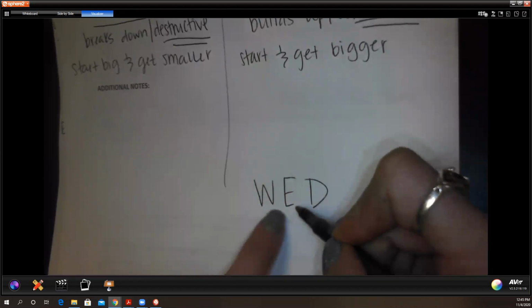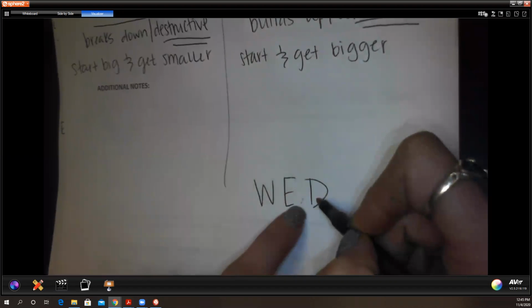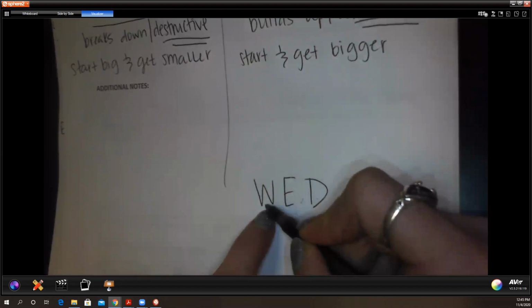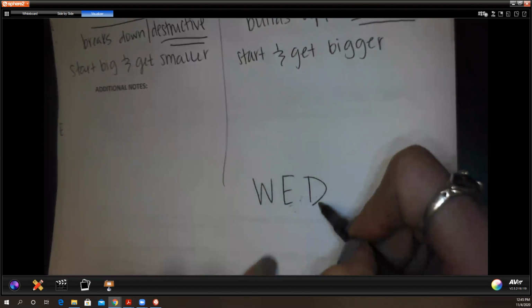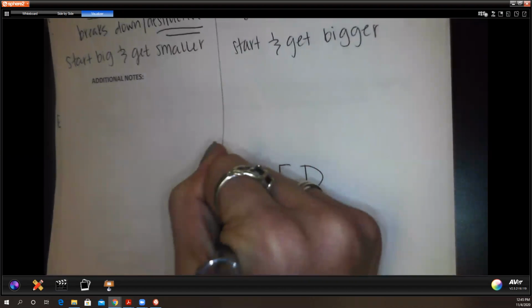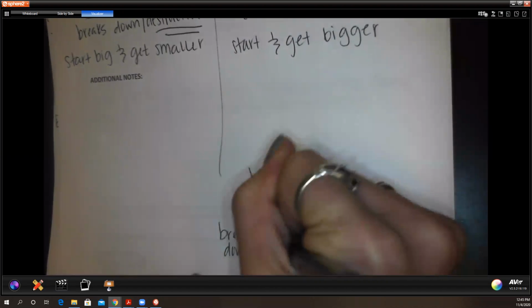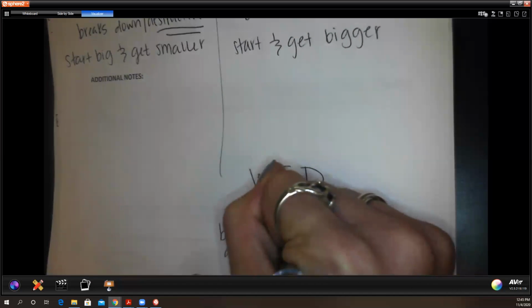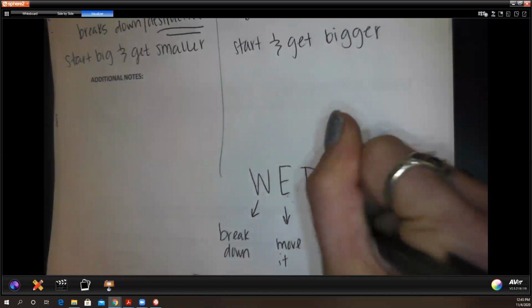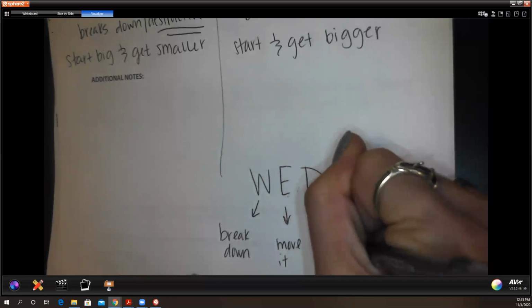But think about it. Weathering first, then erosion, and then deposition. I have to break it down, then I can move it, then I can settle it. So I break it, then I move it, and then I keep it or settle it.